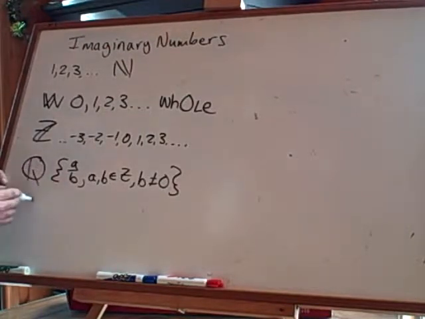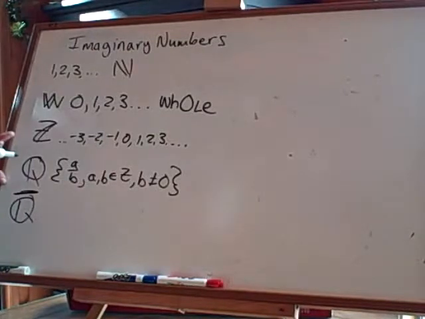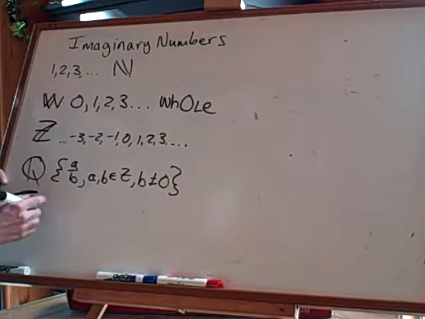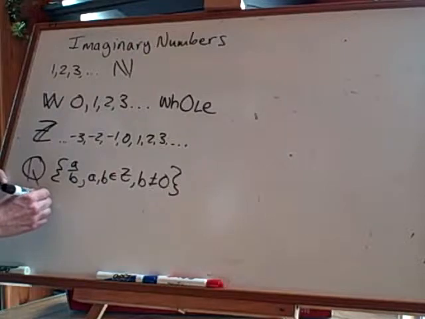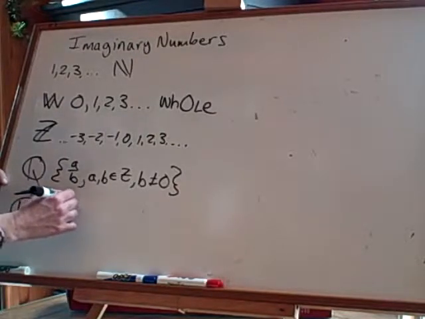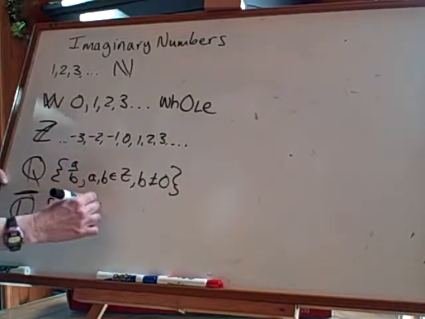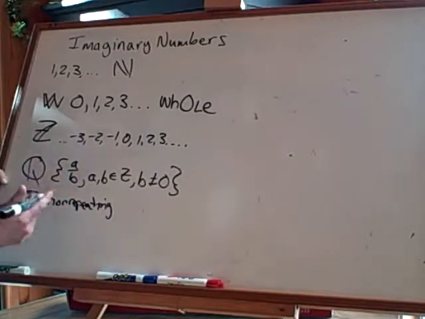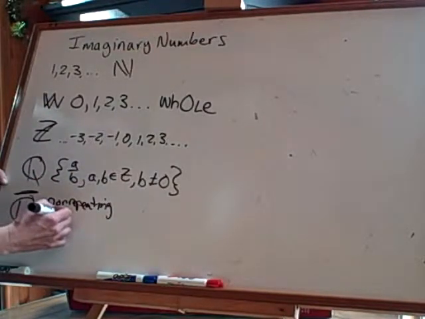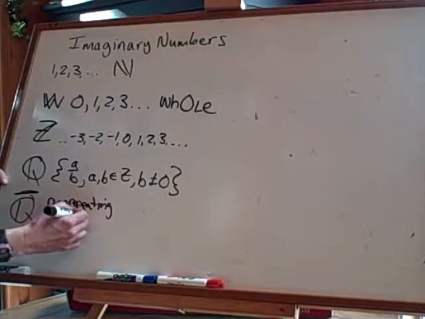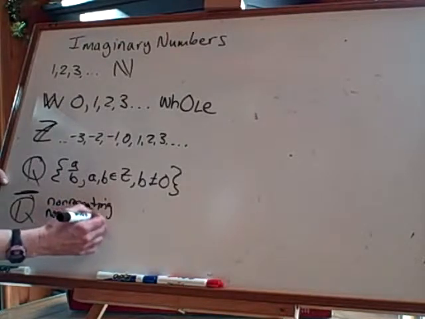There's a number called an irrational number, and they just put the bar over the Q, which means not rational. Can you believe that? It's true. Irrational numbers don't really have a big definition, but they're basically non-repeating and not rational. They're non-repeating, non-terminating decimals.